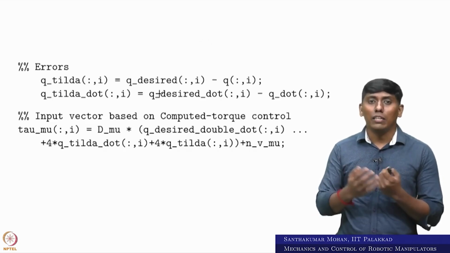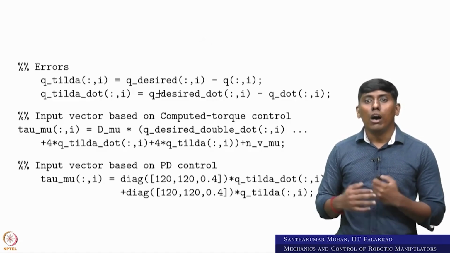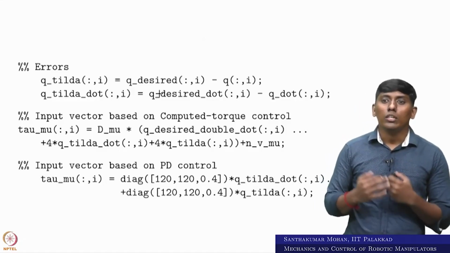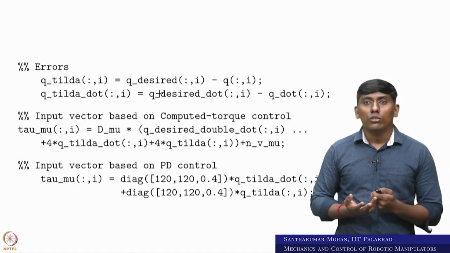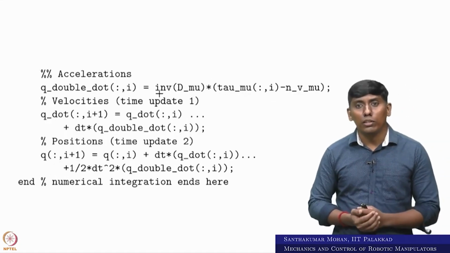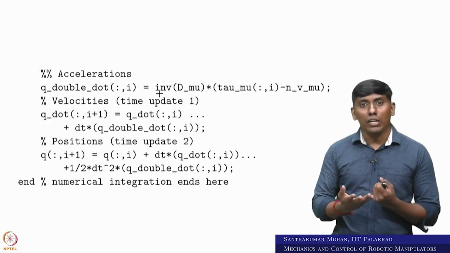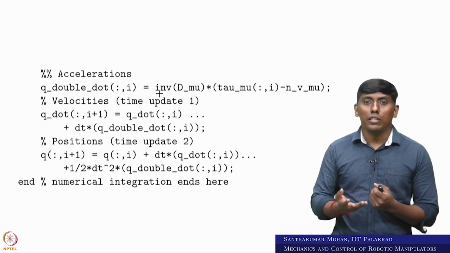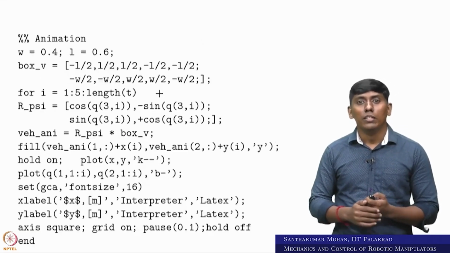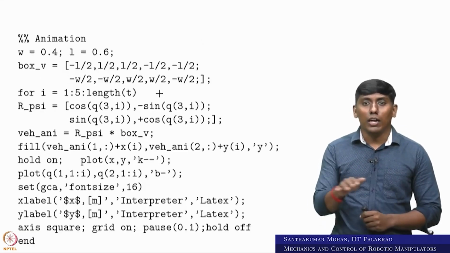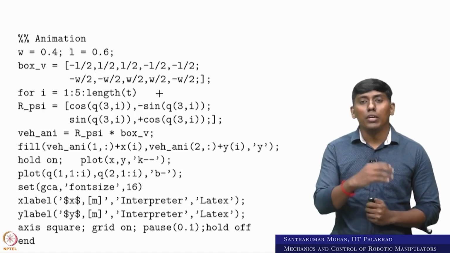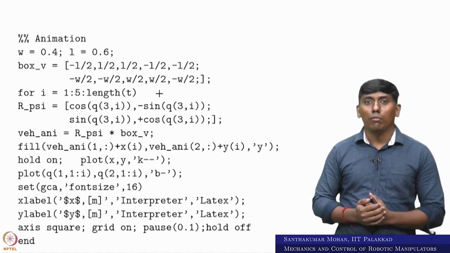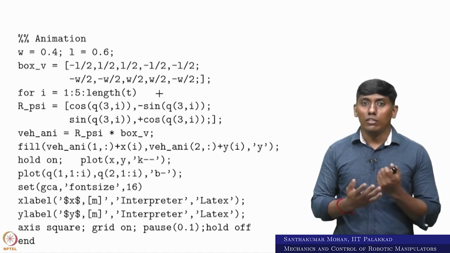So then you can see it is a simple computed torque control, or we can go for the velocity control. You can see the same thing, right. Based on that we can go for the system update, then the acceleration calculation, then the time update for the velocity, and the position update, which is the second velocity update. Then we can plot an animated view where the box is moving, because we have considered the rectangular box as the vehicle, right. So that is the case.